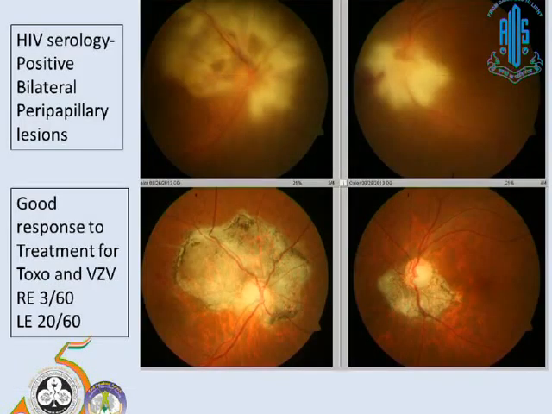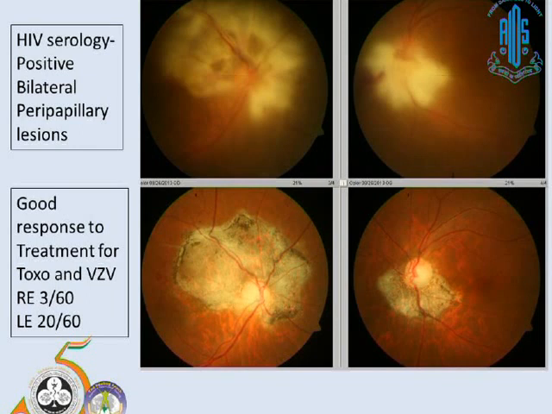What we have to remember is that a classic toxo lesion is unilateral and unifocal. But if you see multifocal lesions and bilateral involvement, think of HIV, because in HIV, toxo lesions will be multifocal and bilateral. So this was a patient who had toxoretinitis and turned out to be HIV positive.